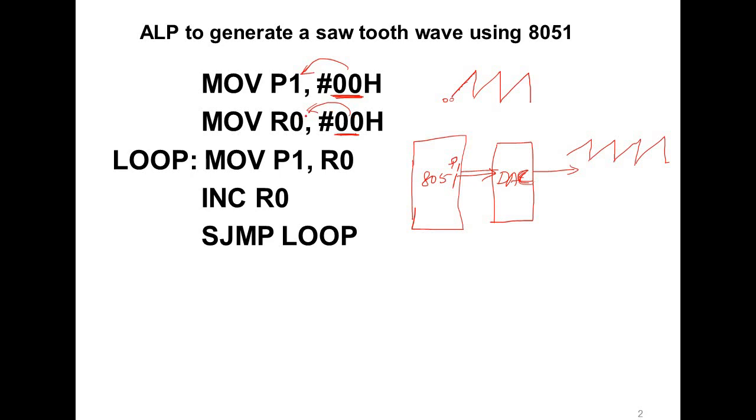Now R0 is a register, it is loaded with the initial value 00. Then the R0 value, the 00, is sent to P1, which means the port 1 which is connected with the DAC has generated a small dot here. A small dot is generated. Next, increment R0. If we increment R0, then the R0 register becomes 01, and again SJMP loop, short jump to loop, the loop goes to this instruction.